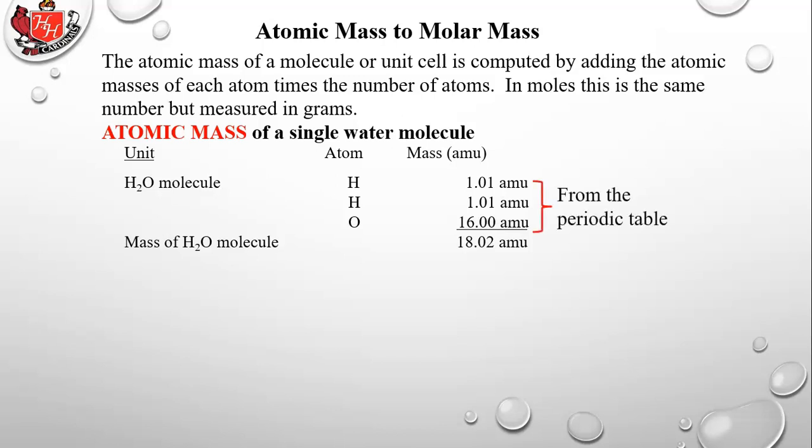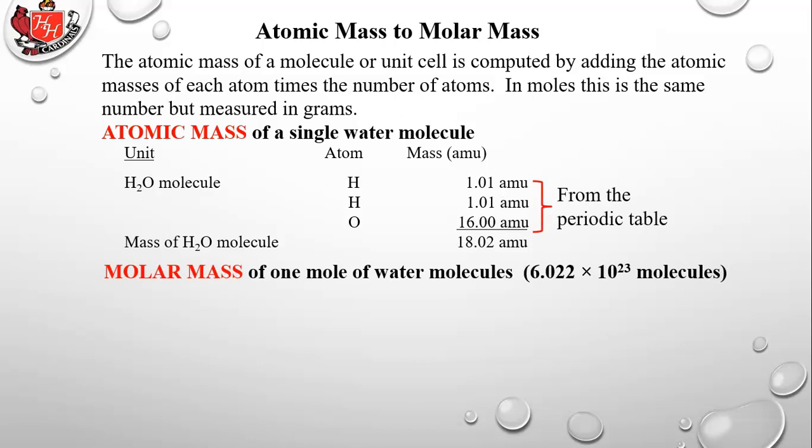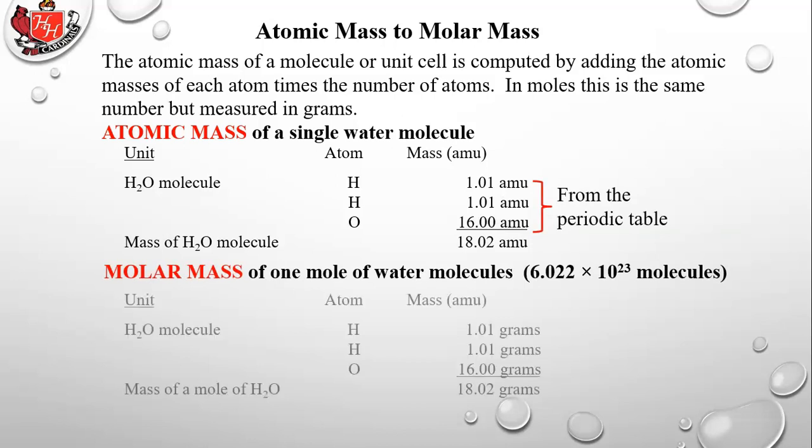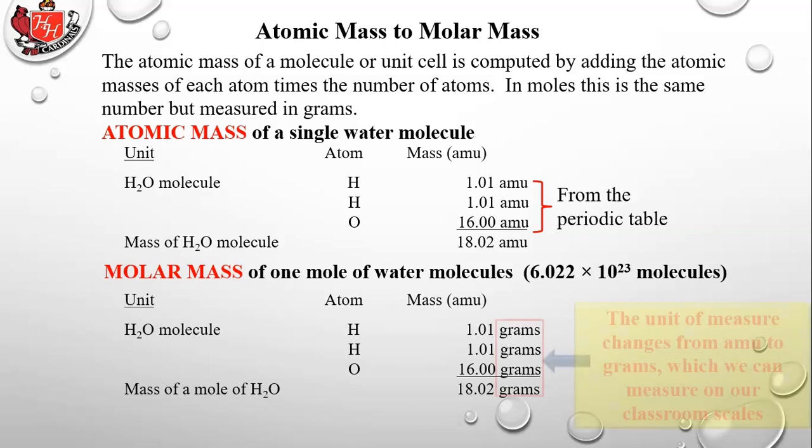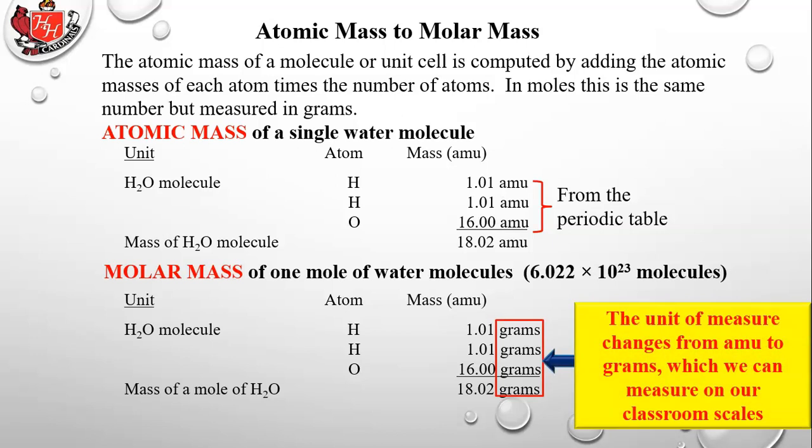So that's all from the periodic table. Now the molar mass of 1 mole of water molecules, that is 6.022 times 10 to the 23rd, you have exactly the same numbers you'll notice there. The difference is right there, grams. It's the unit of measure that changes. So the unit of measure changes from AMU to grams, which we can measure on our classroom scales.